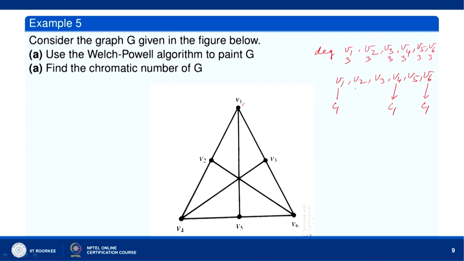Then we go to B2. B2 can be colored with C2. Then B2, is it adjacent to B3? No. So, B3 can also be colored with C2. And then B2, is it adjacent to B5? B2 is not adjacent to B5. So, it can be colored with C2. So, C1 color is used to paint B1, B4 and B6. And C2 color can be used for B2, B3 and B5. So, 2 colors are required.